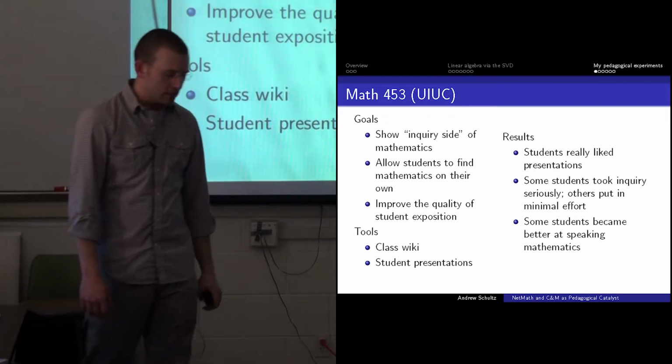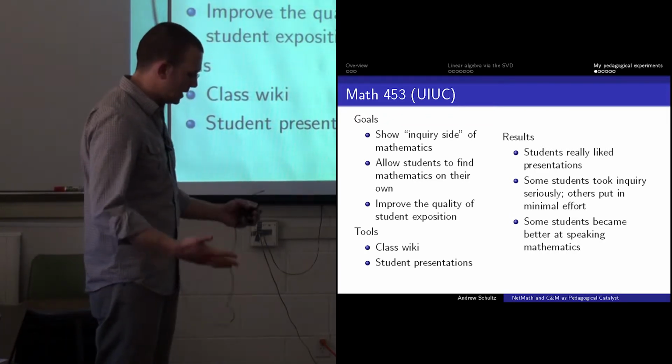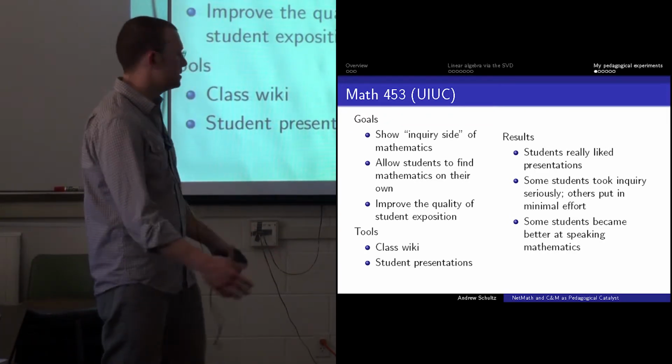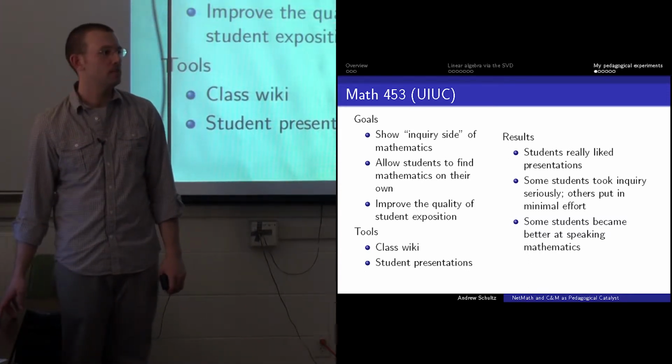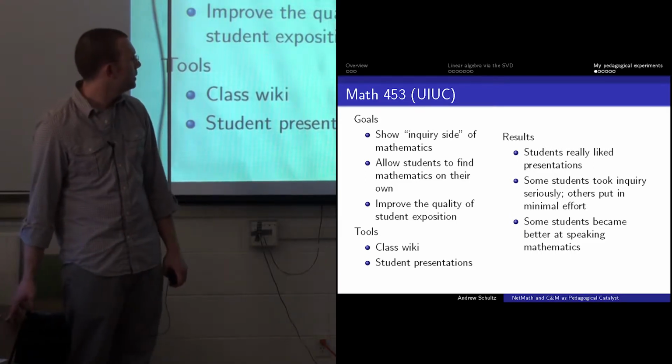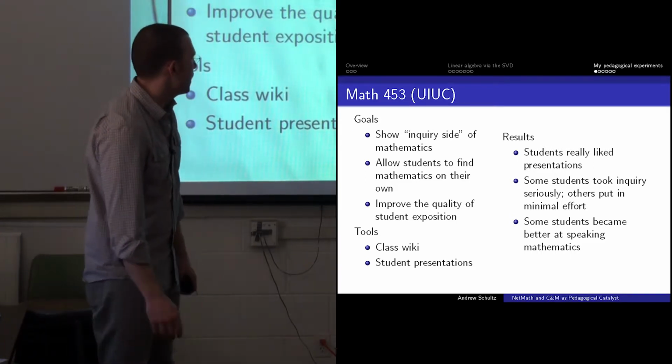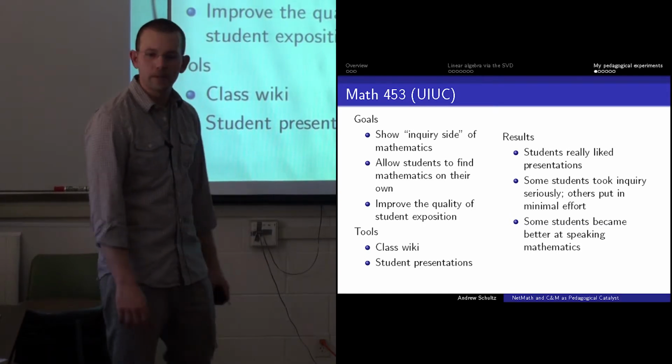Some students took this inquiry part pretty seriously. They tried to come up with conjectures on their own. Other people didn't. Even the ones that didn't take it too seriously did probably more independent mathematical noodling around on the internet than they would have otherwise. Some students were better at talking math than others. This is not a big surprise.